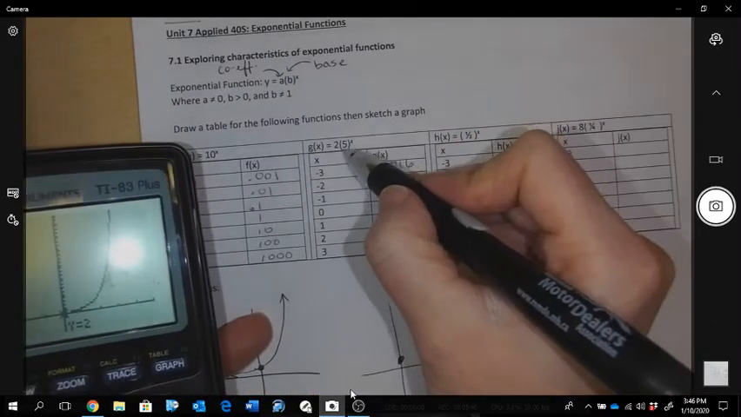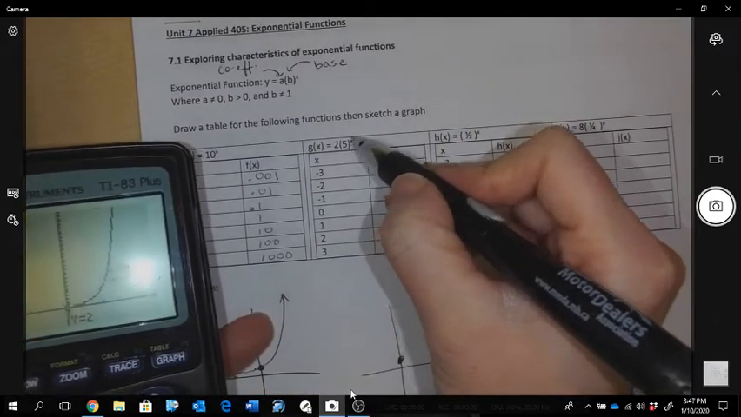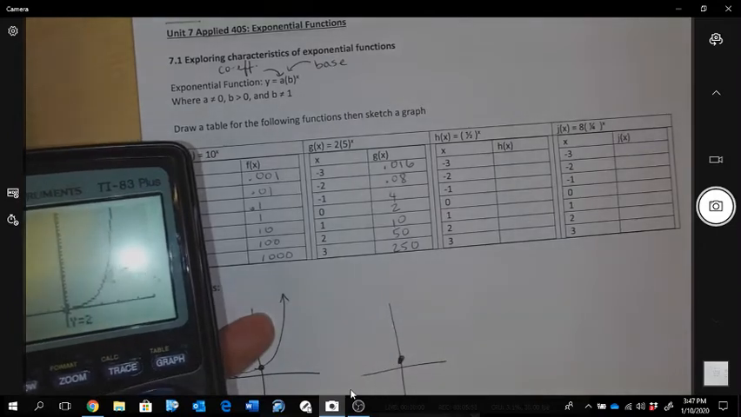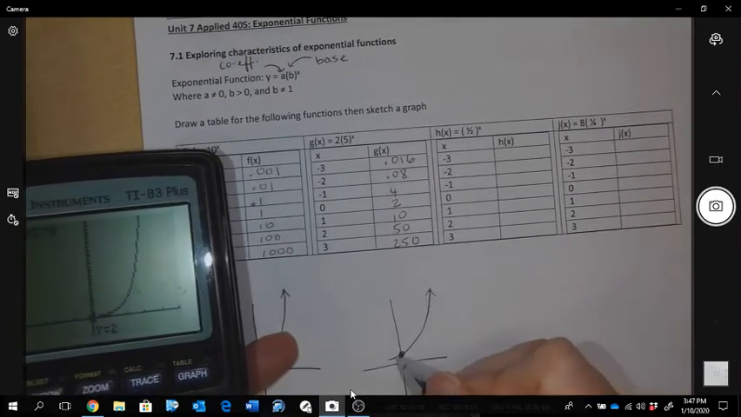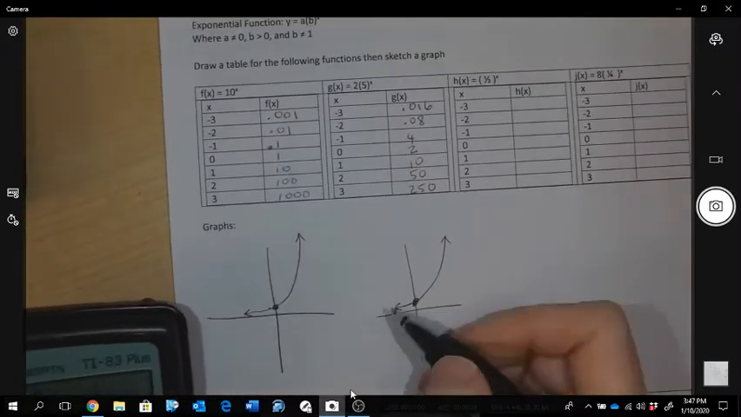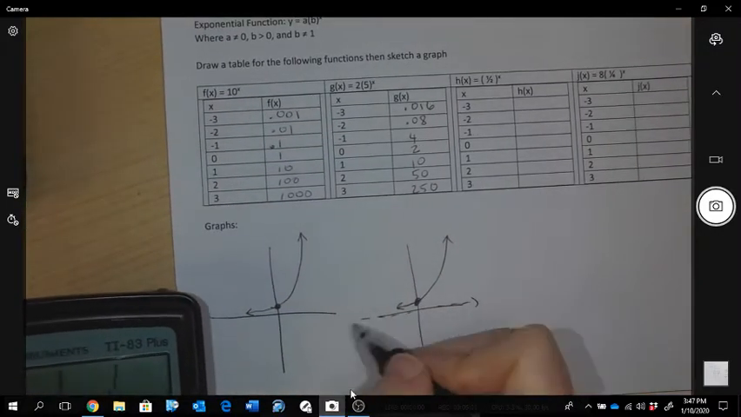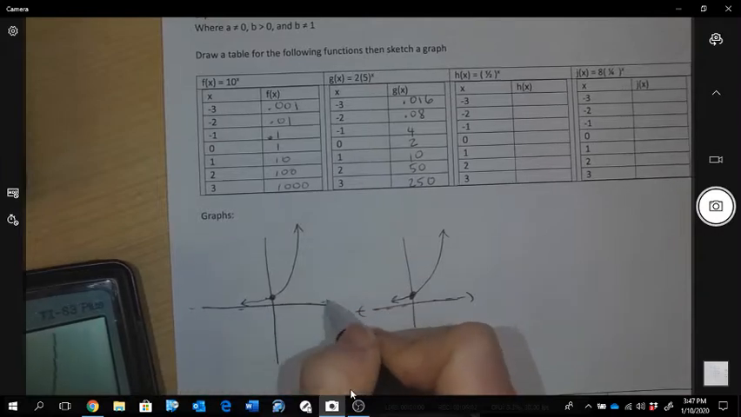Why is it 2? Well, when we plug in 0, 5 to the 0 is 1, but then we're going to multiply it by 2. And then we're shooting up, and you can see that we're approaching this asymptote. And I'm actually going to draw an asymptote like so.